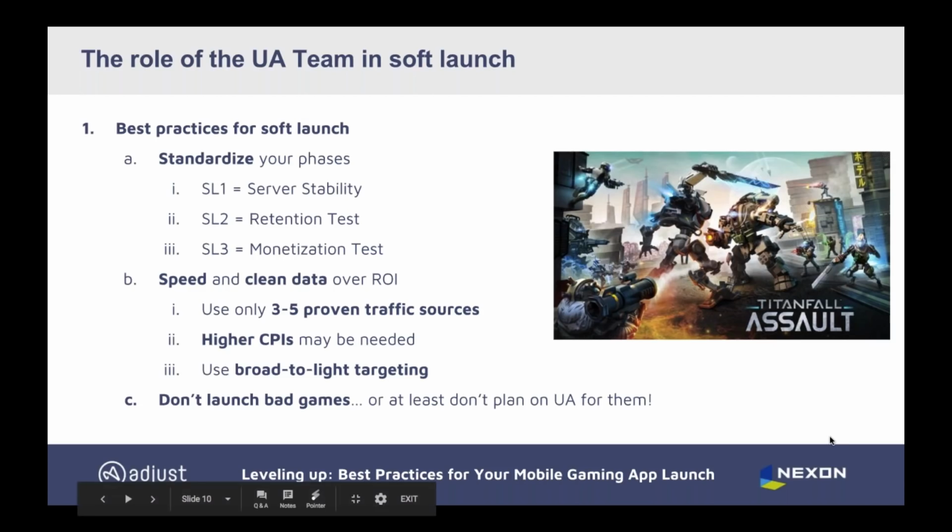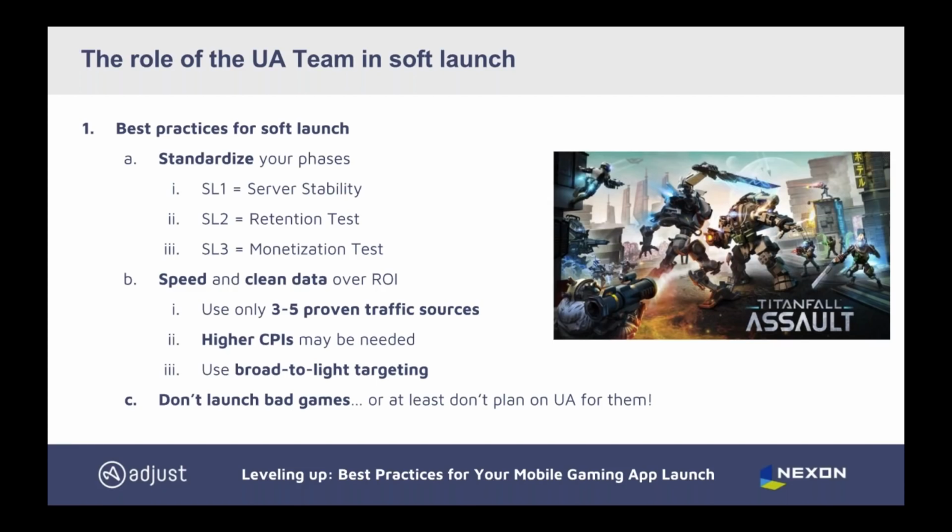Okay, so when we're in the soft launch phase, we are really prioritizing speed and clean data over ROI. This is sometimes counterintuitive because usually any other time our team and our company is working to maximize ROI. We'll touch on this a little bit.